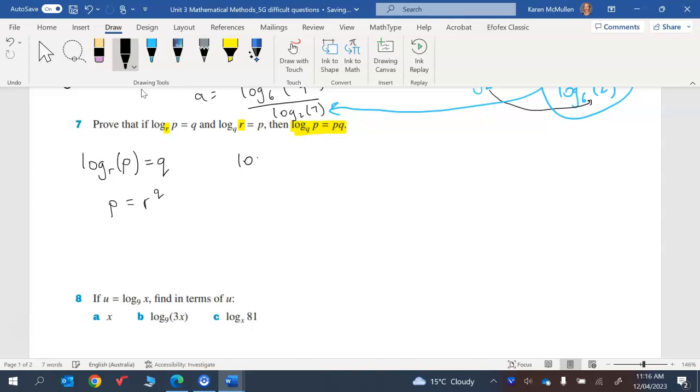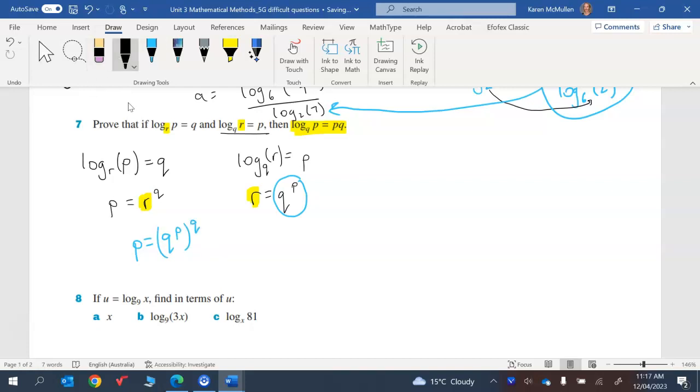And then for my second log, so this one here, you can put it in brackets, even though it doesn't have it in the question. So to get r on its own, I'm going to take base q of both sides. And you can see I've got r equals q to the power of p, so I can just substitute that for this r. So going back over to this side, and I'm going to do it in blue. Instead of having r, I'm going to put in q to the power of p, and that is all to the power of q.